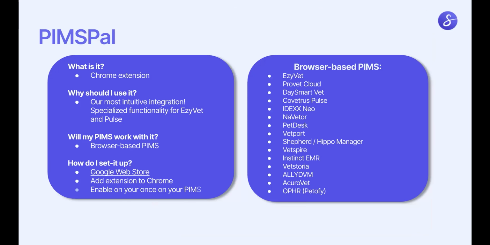Okay, so what is it exactly? Our PIMSpal is a Chrome extension, so you can use it within Chrome and Edge. And it is our most intuitive integration. We initially launched it with Covetrus Pulse and EasyVet, so it does have some extra functionality there that is super cool, like patient detection and a couple other things that are also coming to our PIMSpal for all browser-based PIMS.